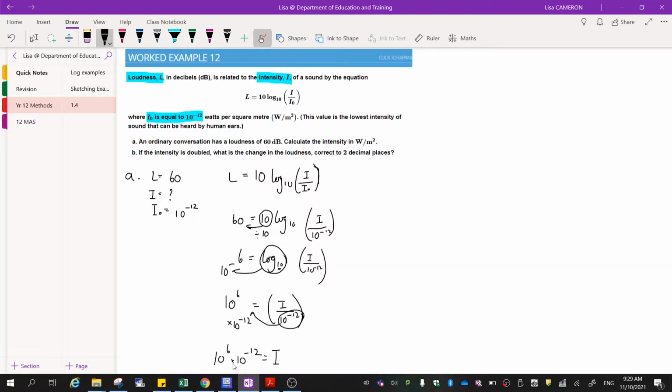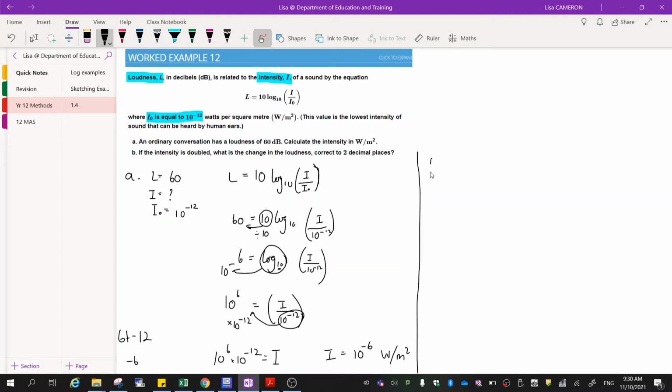Now, as you can see here, we've got two things with the same base, multiplying, meaning that we can add the powers. So 6 plus negative 12 is going to give me negative 6. So I will be equal to 10 to the power of negative 6. Now, it's important to put the unit back on the end. So that'll be watts per metre squared. Okay, and that's how we've answered the first question.